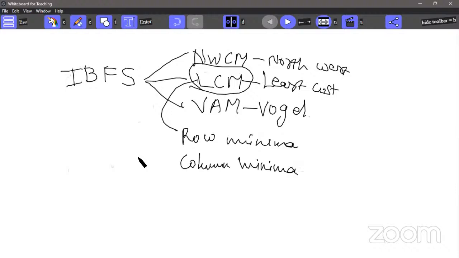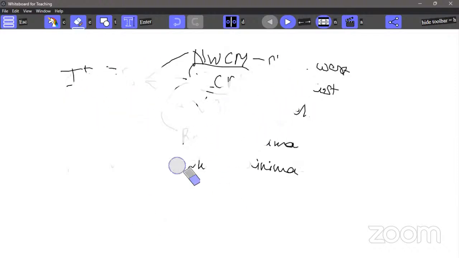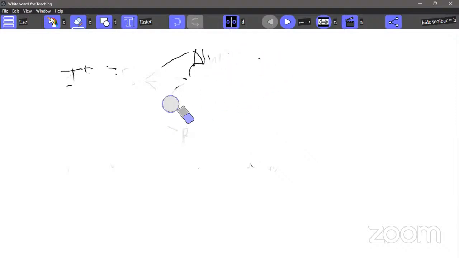Here he has given 4 plants, S1, S2, S3, S4, and 5 warehouses. Are you on that page? Page number 106, please. We are solving the northwest corner method. Now I'll tell you the steps. Please note them down in the book.